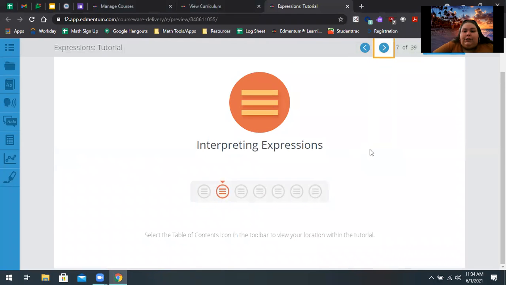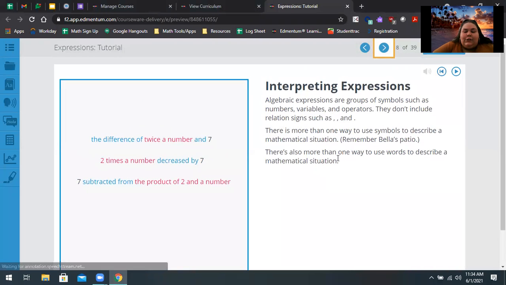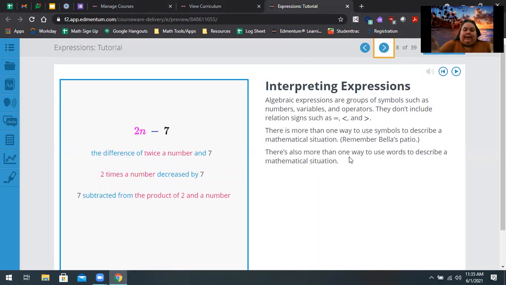So we're going to be interpreting those expressions. What do we mean by interpreting? We're going to be given a verbal description, and with that verbal description, we have to come up with an expression for it. So here they give us an example, 2n minus 7. 2n minus 7 can be rewritten in 3 different ways verbally, right? So the first one is the difference of twice a number and 7.